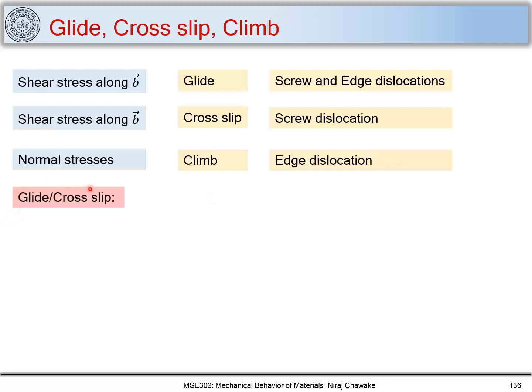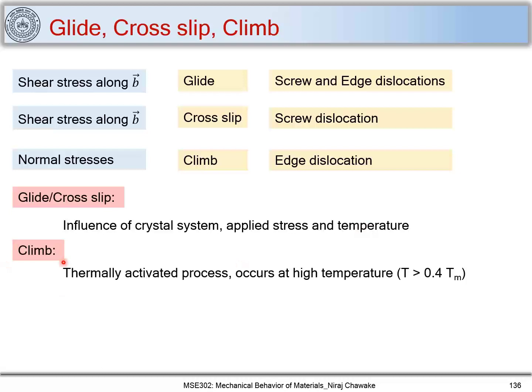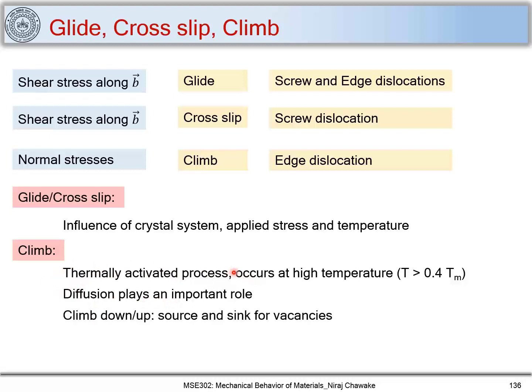Normal stresses cause climb, and climb occurs only for an edge dislocation. Now glide and cross slip can be influenced by the Schmid factor, applied stress and temperature, while climb is a thermally activated process and occurs at high temperatures, greater than 0.4 Tm, as I mentioned earlier. Diffusion plays an important role here because vacancies are being created and atoms have to diffuse into those vacancies.